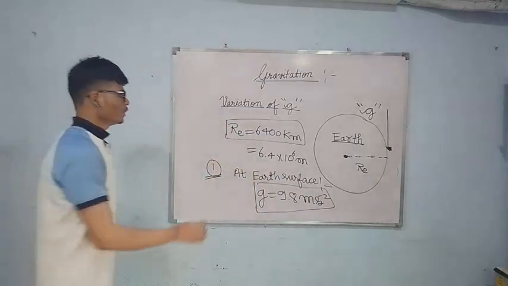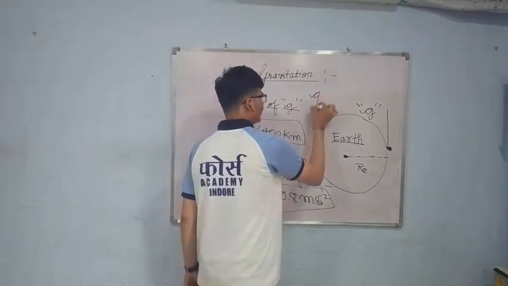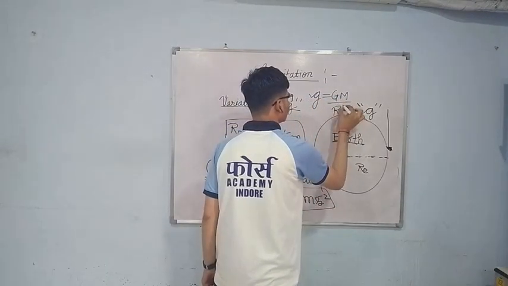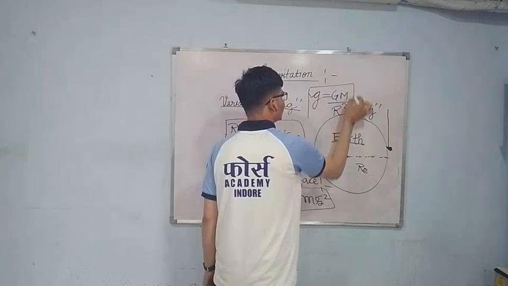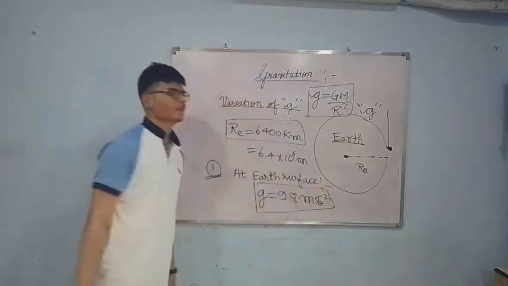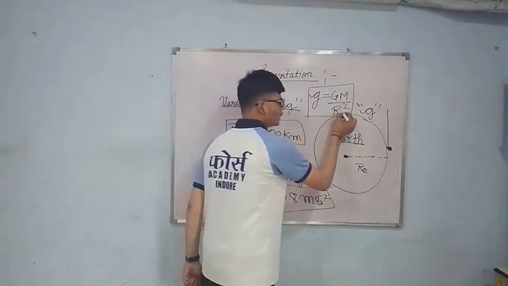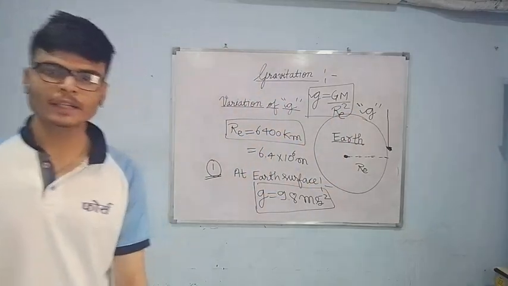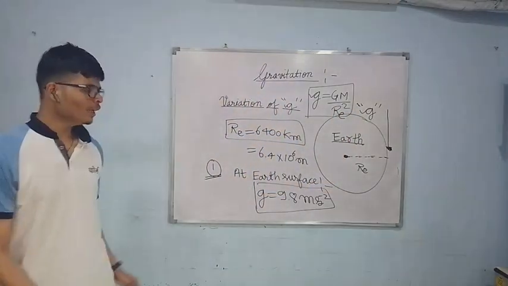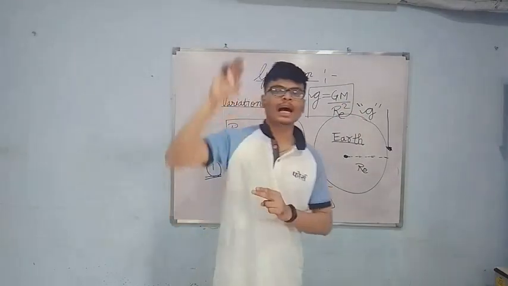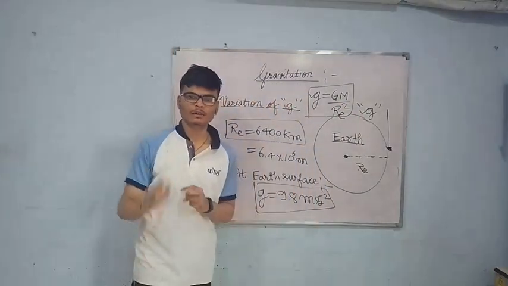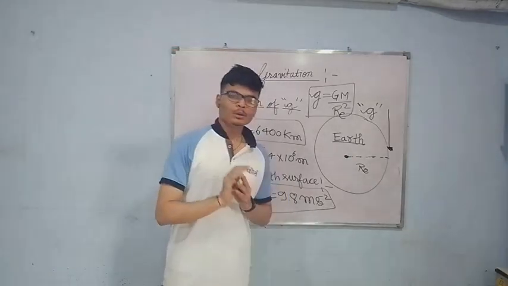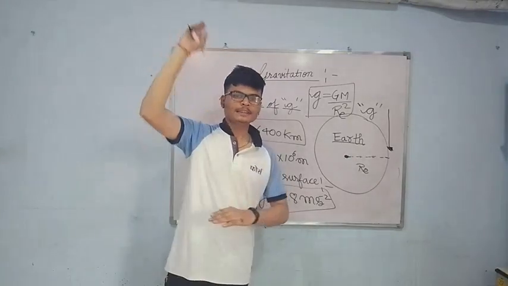That's great. So what value of g had we derived last day? g is equal to GM by R square, in terms of earth, R_e square, the radius of earth square. Now we are taking an object to h height above the earth's surface.